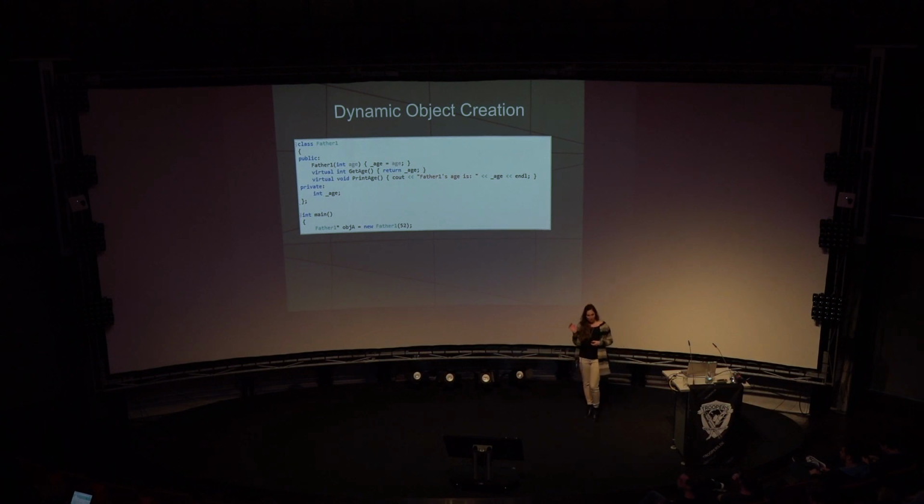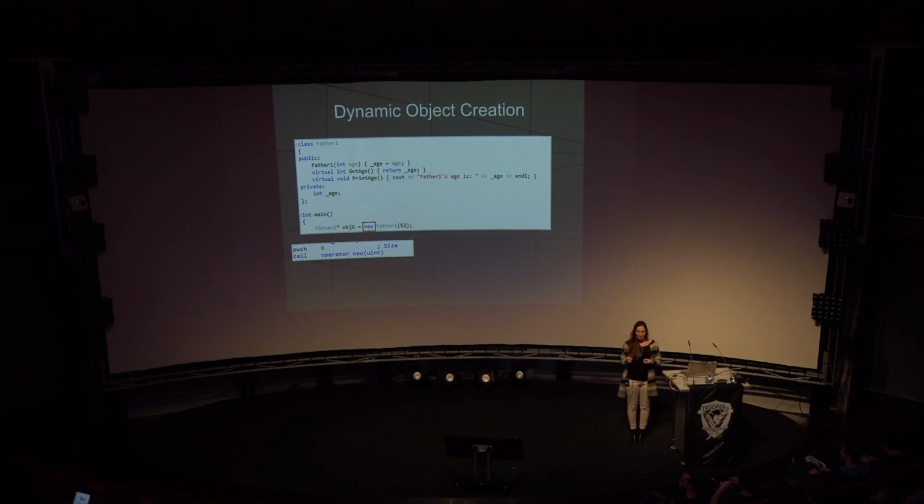The first thing I'm going to talk about is dynamic object creation. In this code, you can see a simple example. There is one class called father A. It has one int member, which is the age, and two virtual functions. One is getAge, and the second one is printAge. In main, you can see that the object was created dynamically. The first part is the new.